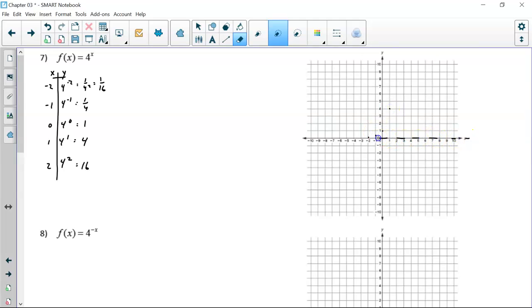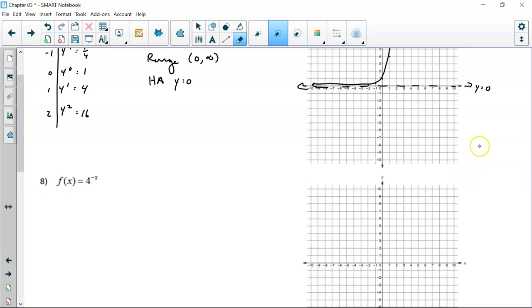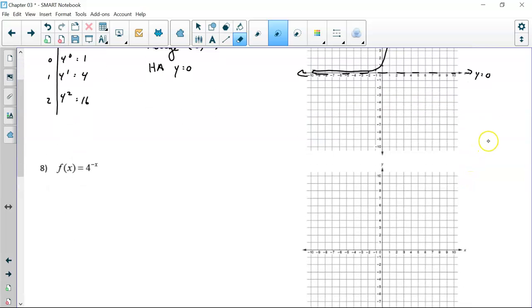Once again, horizontal asymptote, y equals 0. And it's going to go straight up. So we would call this a growth function. The domain is still negative infinity to infinity. Our range, starting at 0 and going towards infinity. And our horizontal asymptote is at y equals 0. It's that horizontal line. Number 8, 4 to the negative x this time. That's just the reciprocal of the previous one.